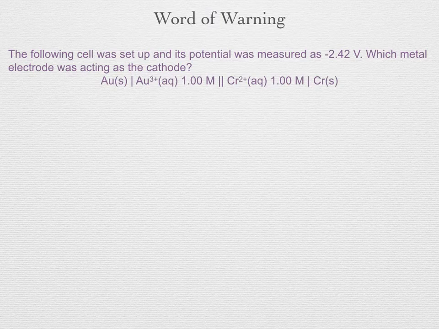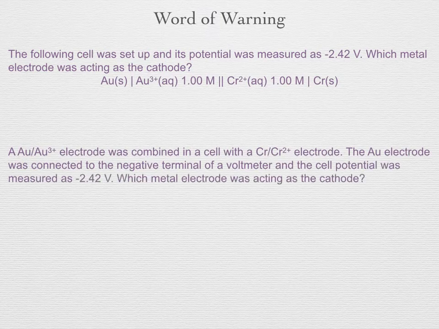A better way of wording the question would be, a gold 3+ electrode was connected in a cell with a chromium 2+ electrode. The gold was connected to the negative terminal of a voltmeter, and the cell potential was measured to be minus 2.42 volts. Which metal is behaving as the cathode? Now we are not biased towards either electrode being the anode by convention, and the negative potential tells us to switch polarity. The gold should be connected to the positive terminal, and therefore is the cathode.